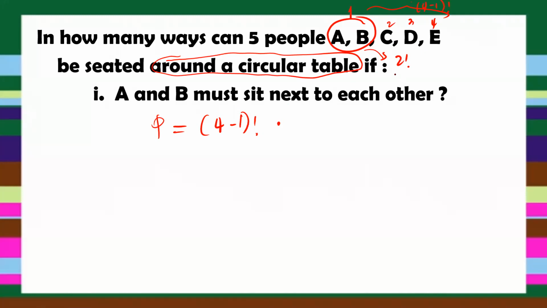Ito naman yung 2. 4 minus 1 is 3 factorial times 2 factorial. This is 6 times 2. We'll have 12 ways or 12 arrangements. Diba? Madali na lang siya kapag naintindihan nyo na yung linear arrangement. Kasi ang gagawin nyo lang dito, magma-minus 1 lang kayo.